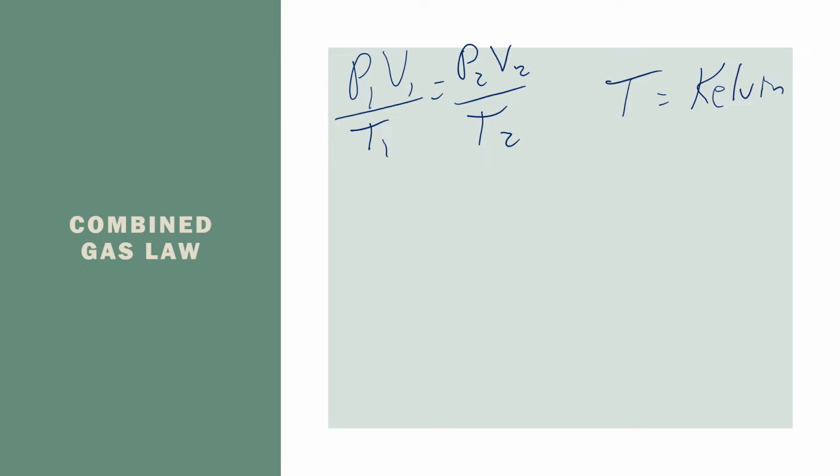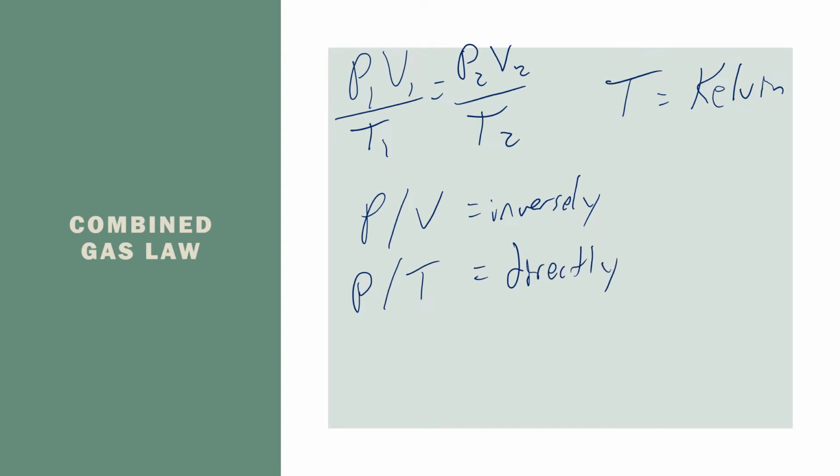And you can see the relationships between these properties. Pressure and volume are inversely related. I'll put that down. Pressure, volume are inversely related. That's assuming that the temperature is held constant. As you increase the pressure, the volume will decrease. Pressure and temperature are directly related, assuming the volume is held constant. And then volume and temperature are also directly related, assuming you keep the pressure constant.